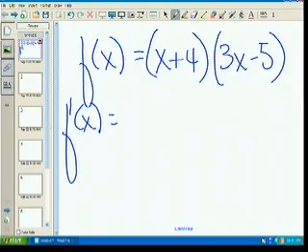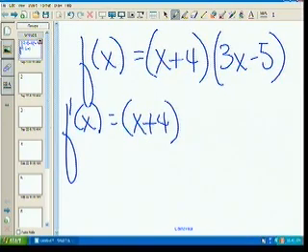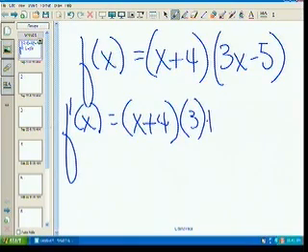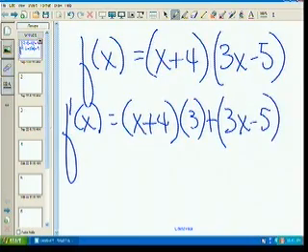x plus 4, how would that go? x plus 4 times the derivative of the second, which is 3. Yep. Plus 3x minus 5, the second, times the derivative of the first, which is 1. Everybody okay with that? And then multiply it out and simplify and see what we get.